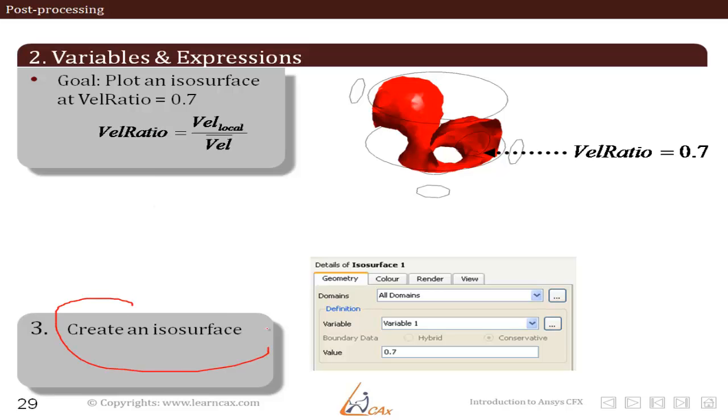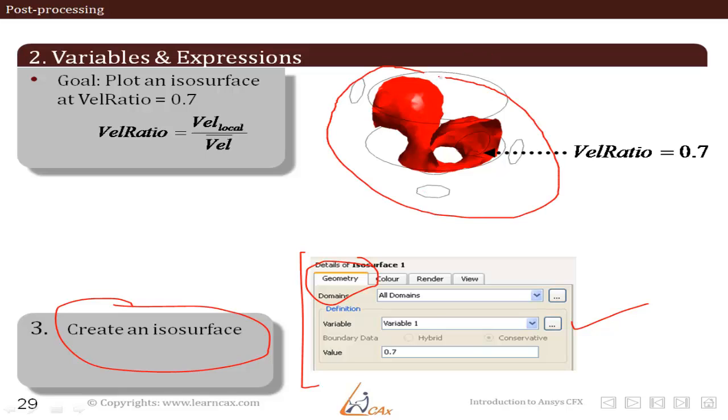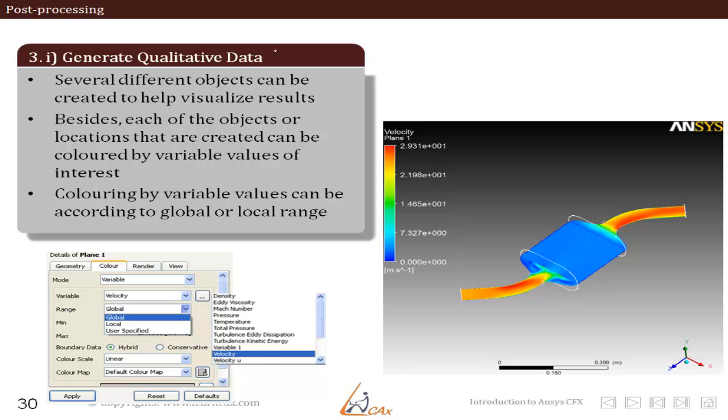After that, we create the isosurface. For creating the isosurface, we go to the isosurface icon in the geometry tab and click on it. We select the variable that we have created, which is the velocity ratio variable, and once we click on create, the isosurface will join all the points having this ratio as 0.7.